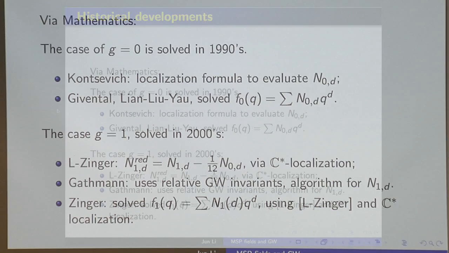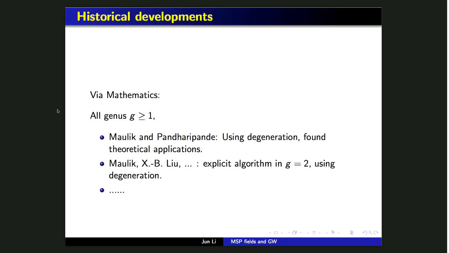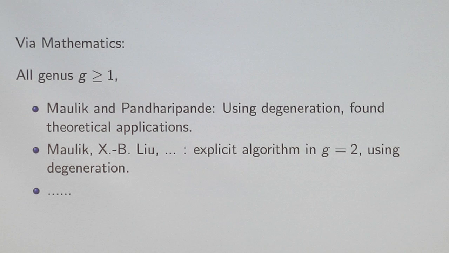And then for genus bigger than 1, there are quite a few attempts. Maulik and Pandharipande used the degeneration approach, a theoretical approach to this problem. And then Maulik and Lho have an explicit algorithm. But we still haven't got the closed formula yet.